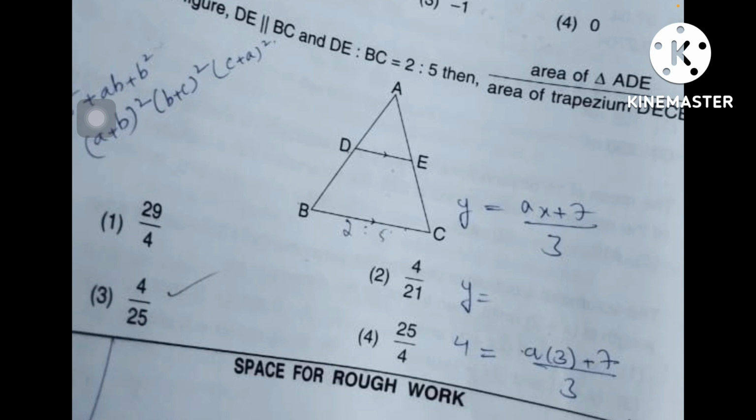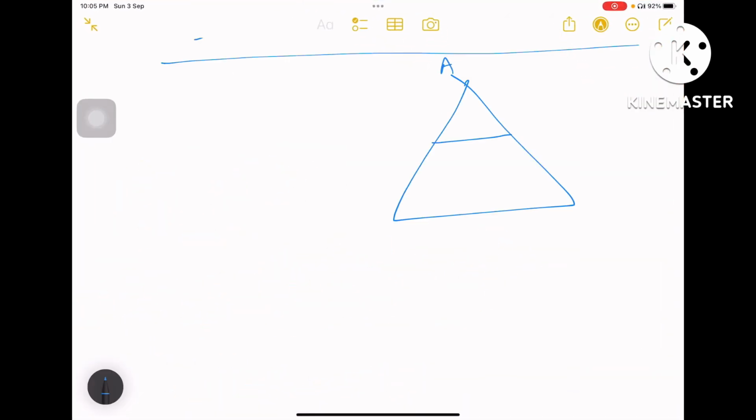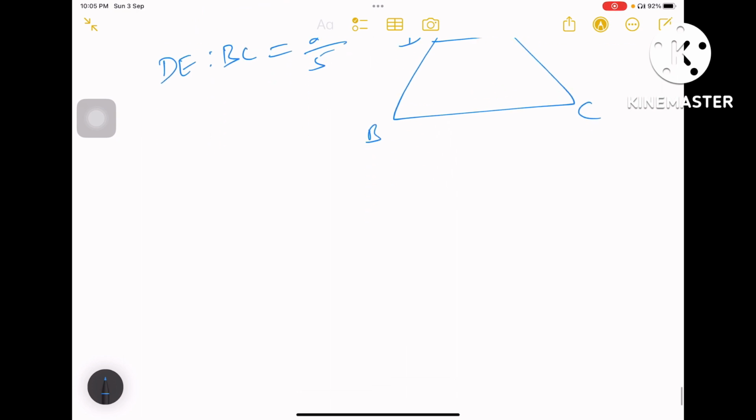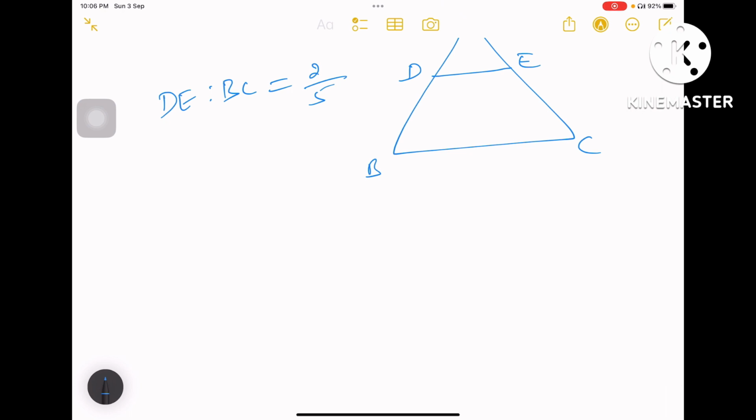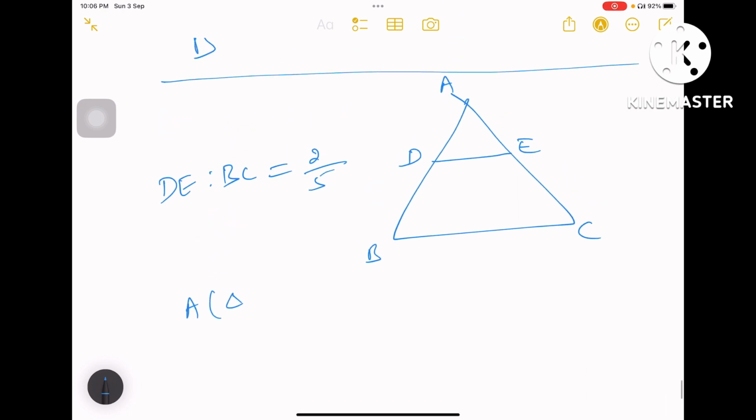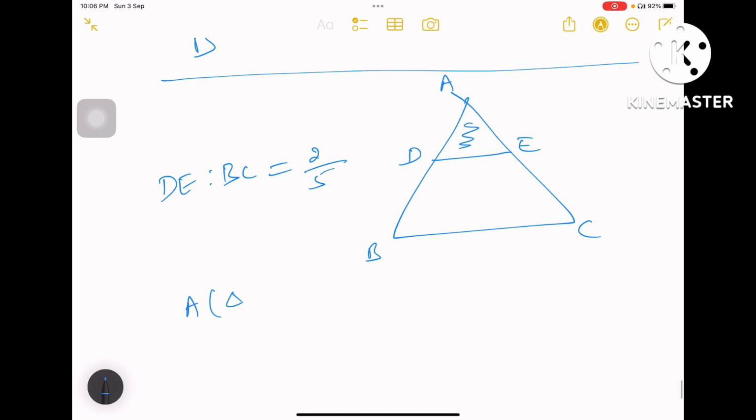Let us solve this and let's see where we can go. A, B, C, D, E. DE to BC, the ratio is 2:5. He is asking us the ratio of the area of triangle ADE and the area of this trapezium DECB.